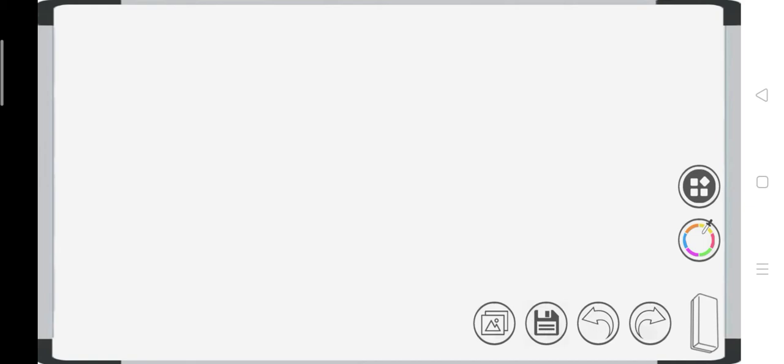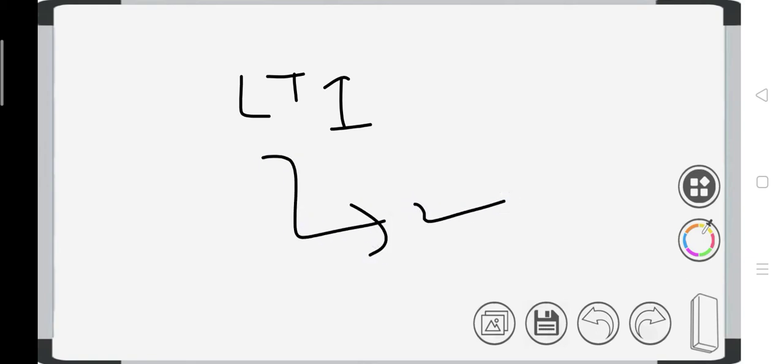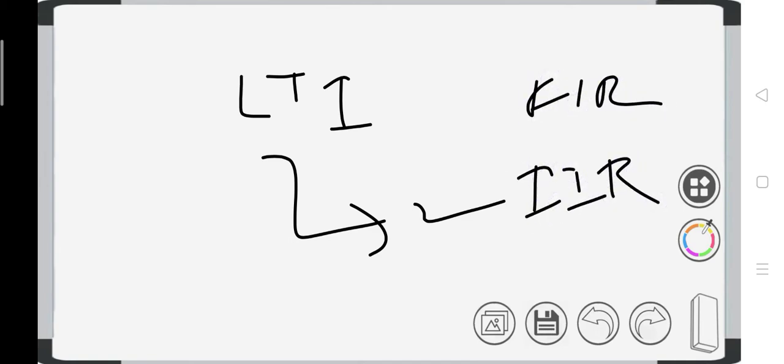The abbreviation of FIR system is finite impulse response system, and IIR system is infinite impulse response system. So what is the finite impulse response system? Generally, LTI systems, linear time invariant systems, are classified based on the type of impulse response into two types: one is FIR system, one is IIR system. FIR is finite impulse response system, IIR is infinite impulse response system.